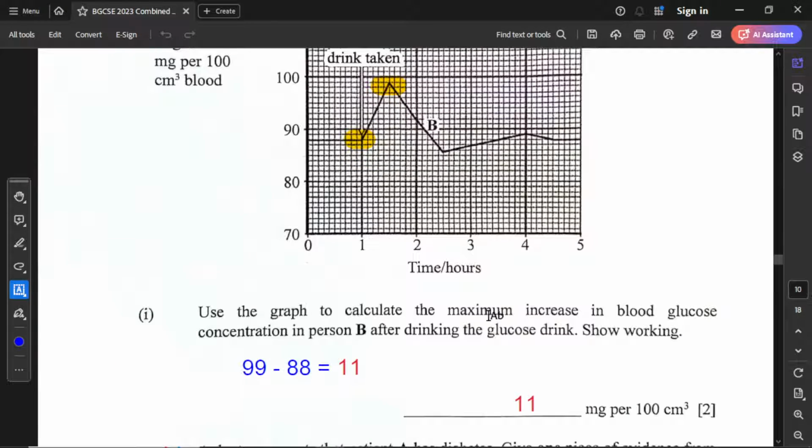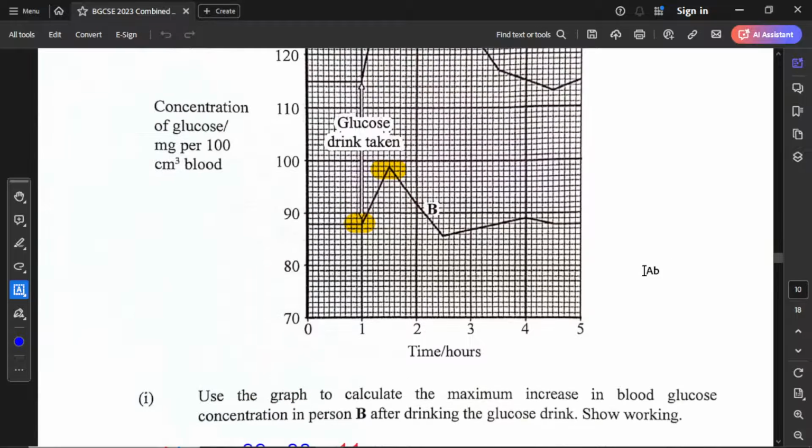Use the graph to calculate the maximum increase in blood glucose concentration for person B after drinking the glucose drink. Show working. So I like the start right here, and I like the end, which is the maximum. So the difference there will be the maximum minus the start.